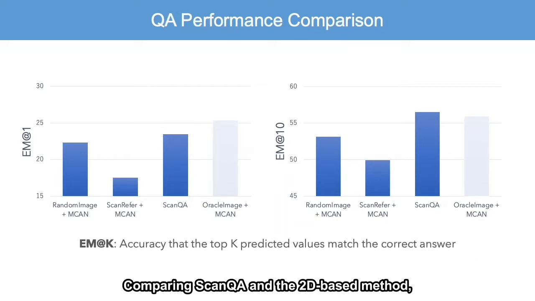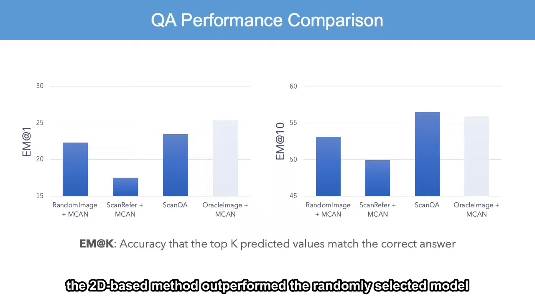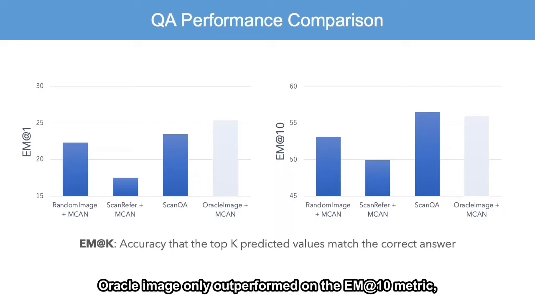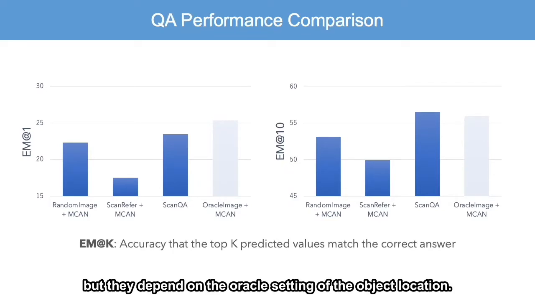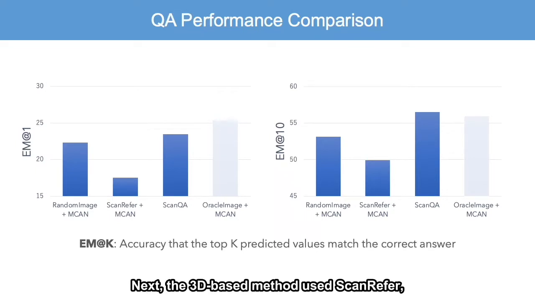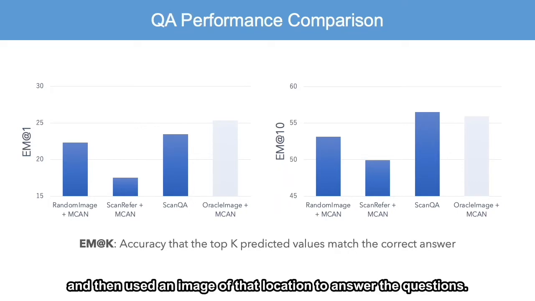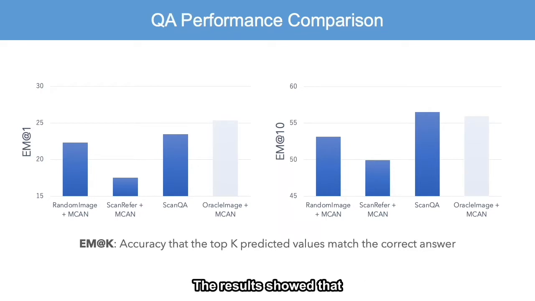Comparing ScanQA and the 2D-based method, the 2D-based method outperformed the randomly selected model in 2 metrics. Oracle image only outperformed on the EM at 10 metric, but they depend on the Oracle setting of the object location. Next, the 3D-based method used ScanRefer, an object location estimation model, to estimate the location of the object in question, and then used an image of that location to answer the questions. The results showed that ScanQA was superior on both measures.